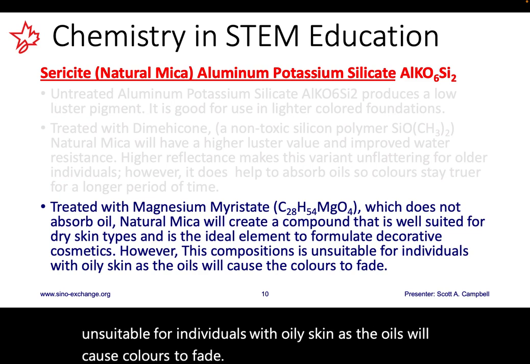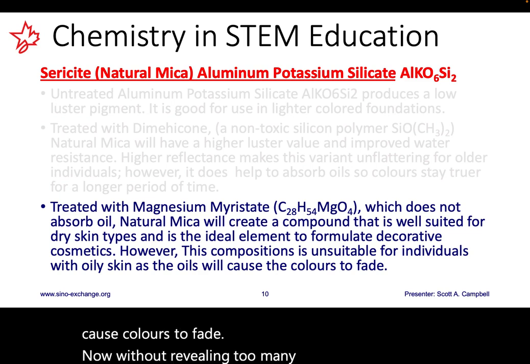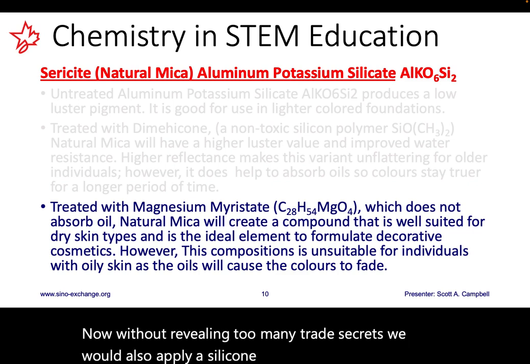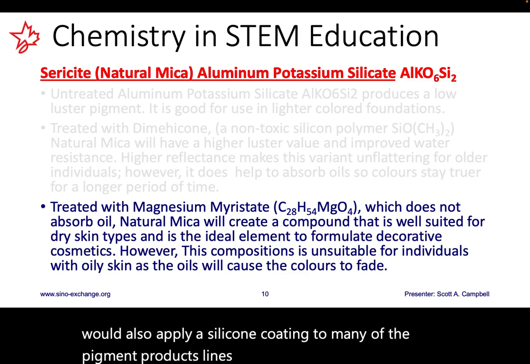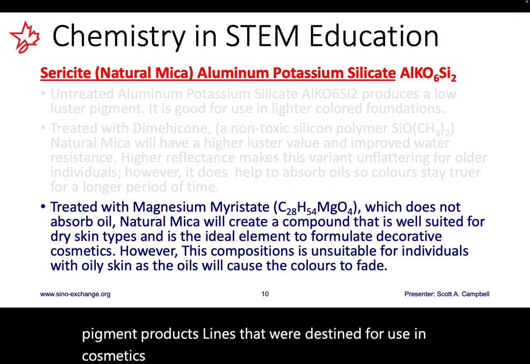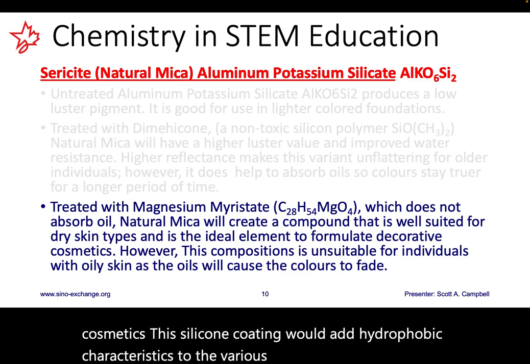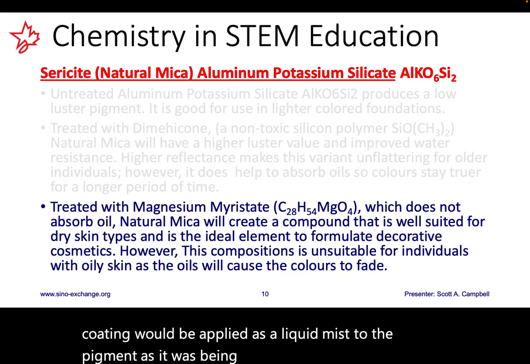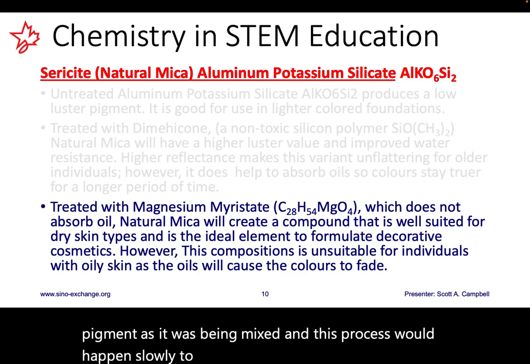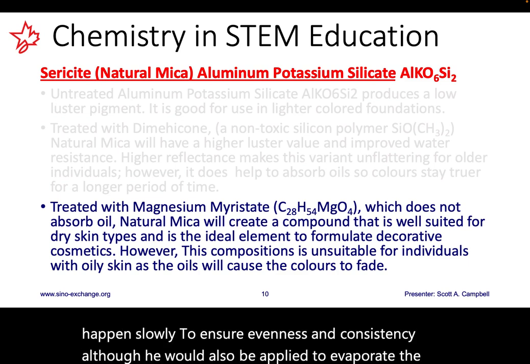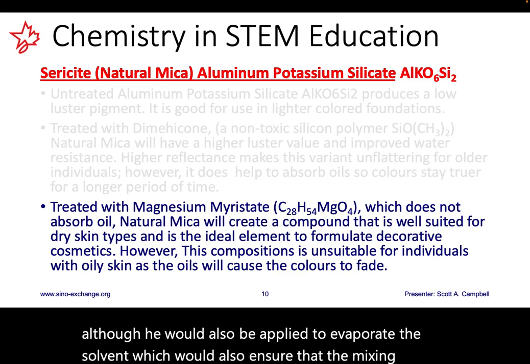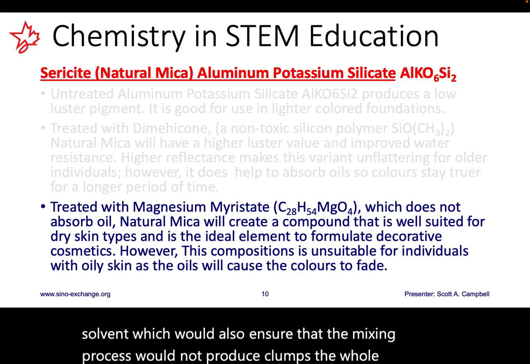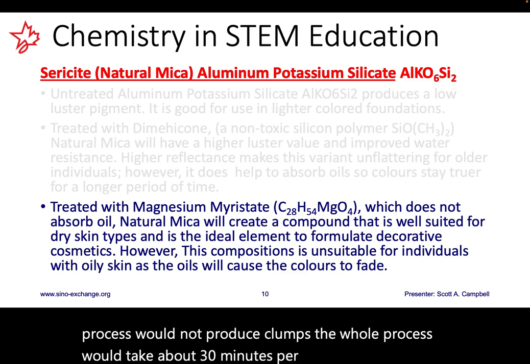Now, without revealing too many trade secrets, we would also apply a silicone coating to many of the pigment product lines that were destined for use in cosmetics. This silicone coating would add hydrophobic characteristics to the various compounds. The silicone coating would be applied as a liquid mist to the pigment as it was being mixed, and this process would happen slowly to ensure evenness and consistency. A low heat would also be applied to evaporate the solvent, which would also ensure that the mixing process would not produce clumps. The whole process would take about 30 minutes per batch and used an alcohol-based solvent.